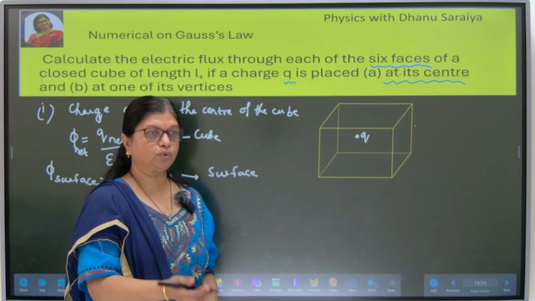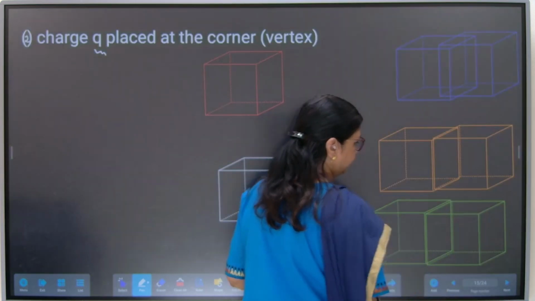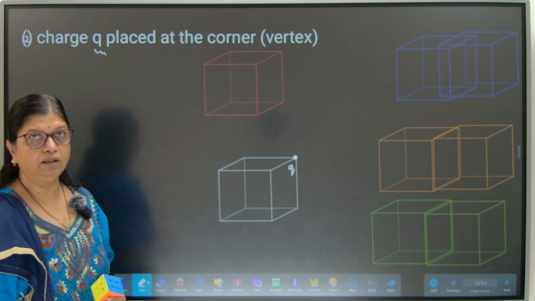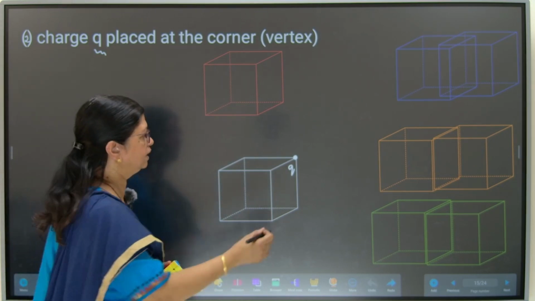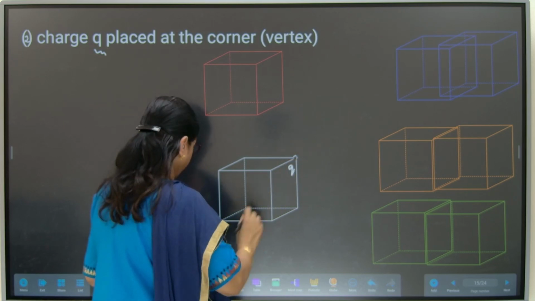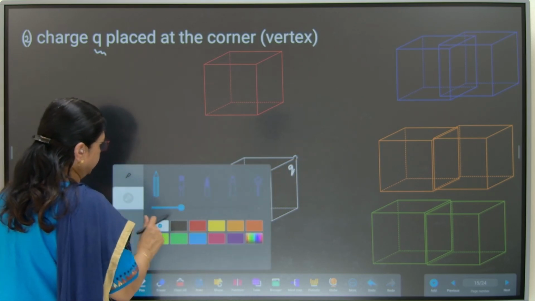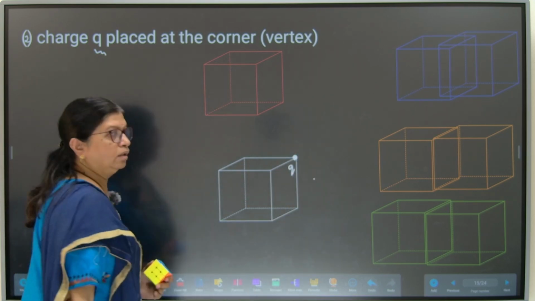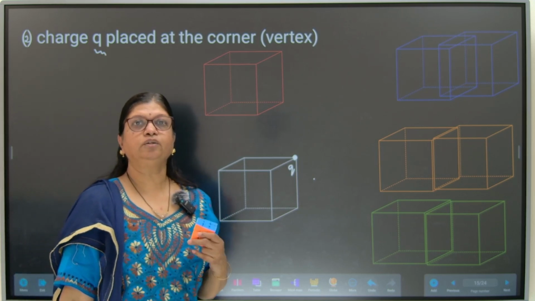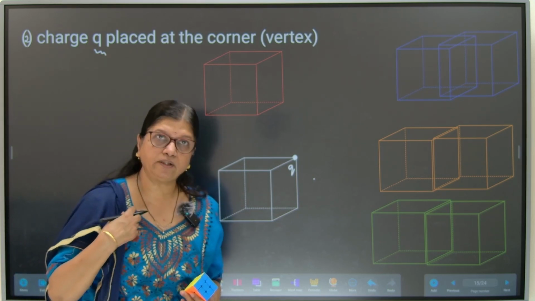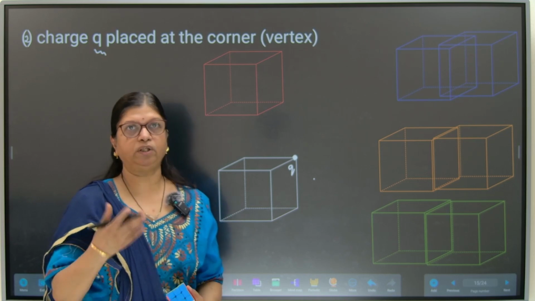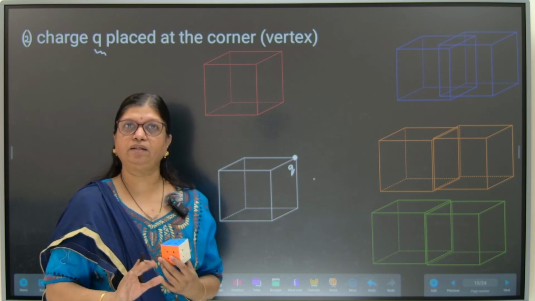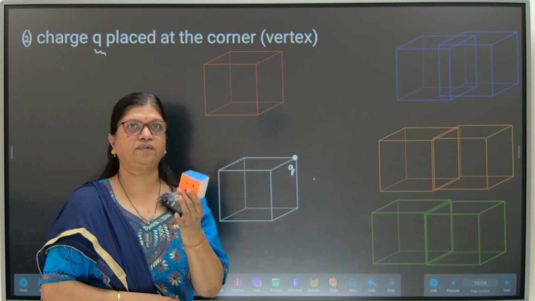Fine. Now let us go to the next part of the question, where they have placed the charge Q at the corner or vertex of the cube. If this is the question where we have placed a charge at the vertex of the cube, then to use Gauss's law, we have to cover this charge Q in an enclosed surface, only then we can use Gauss's law. So to cover it, we have to place various cubes around the original cube. This is our original cube.